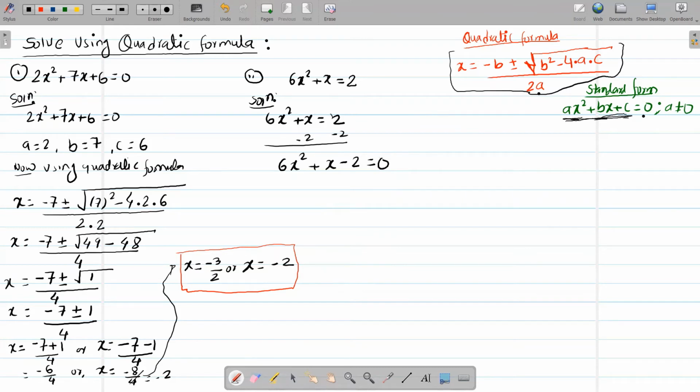Because 2 and 2 cancel. Now it looks like the standard form. So here, if we compare with the standard equation, our a value is 6, b value is 1, and c value is equal to -2. Now that we have the a, b and c values, we can use the quadratic formula.